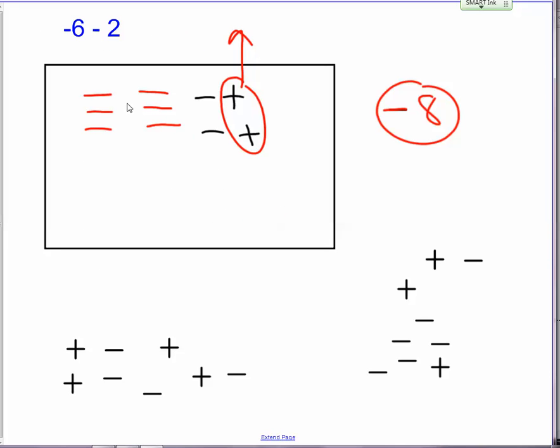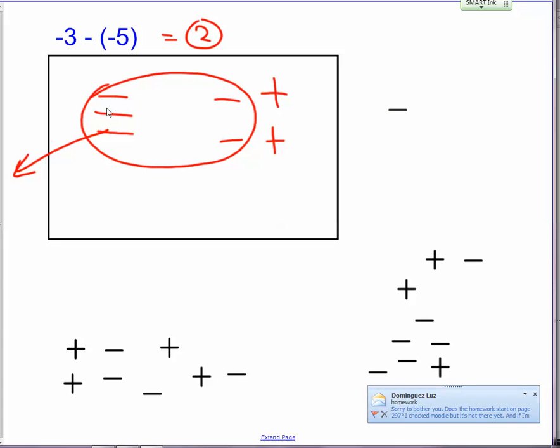Start with negative 6. I have to take out 2 positives. Don't have any, so I put in 2 zeros. Notice taking out the positives really adds 2 negatives, because that's the half of the zeros that I didn't take out. So I end up with 8 negatives. Start with negative 3, and I have to take out 5 negatives. Don't have them, so I have to put in 2 zeros. And now when I take out my 5 negatives, I'm left with a positive 2.